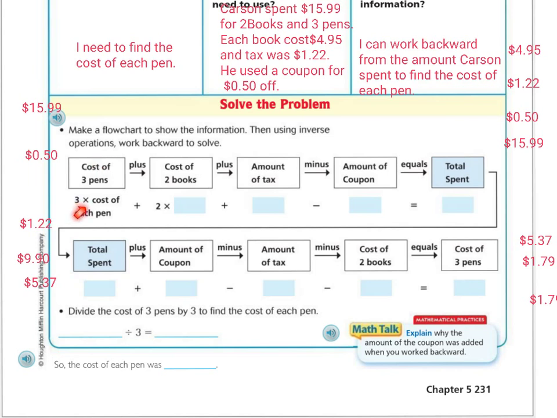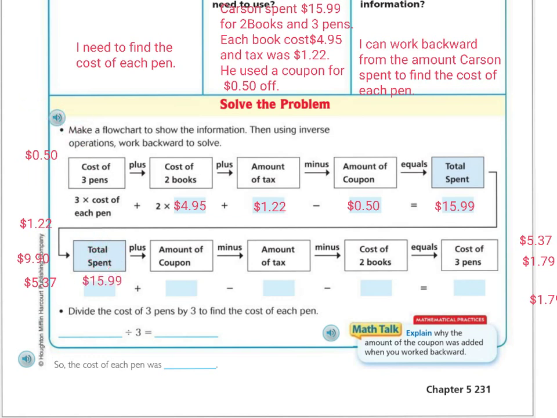So the cost of 3 pens, so 3 times the cost of each pen, right? Plus the cost of the books, and there were 2 books. Remember, each book cost $4.95, okay? Plus the amount of tax. And remember, the amount of tax was $1.22, okay? So all of this minus the coupon, and remember our coupon was 50 cents, okay, is going to equal the total amount spent. And remember, the total amount spent was $15.99, okay?